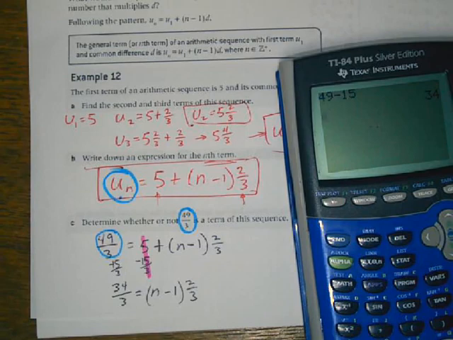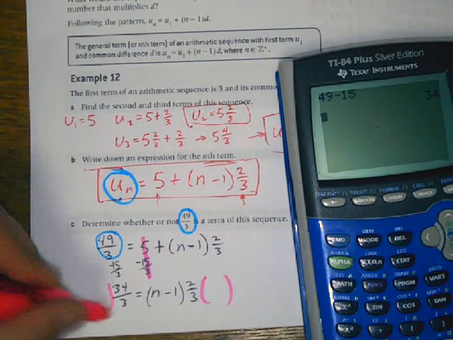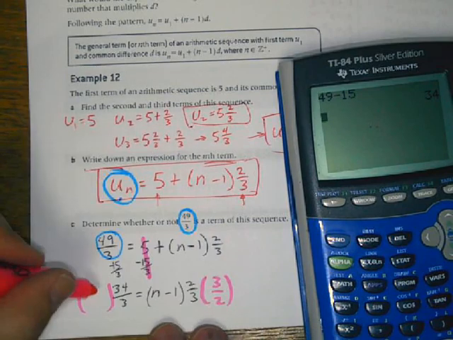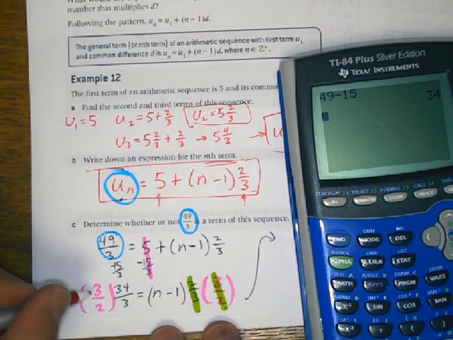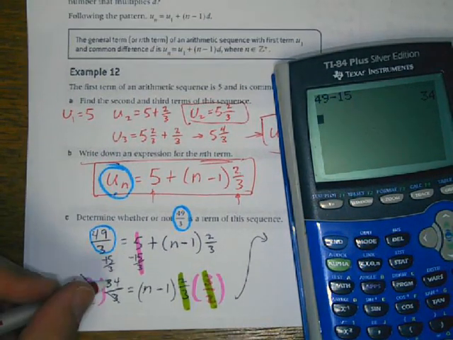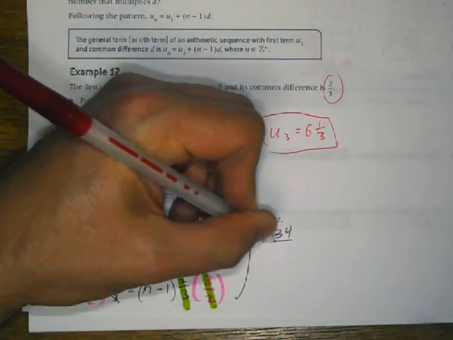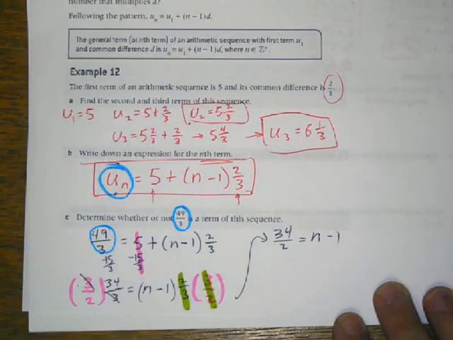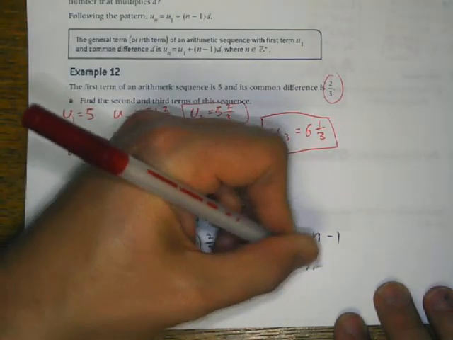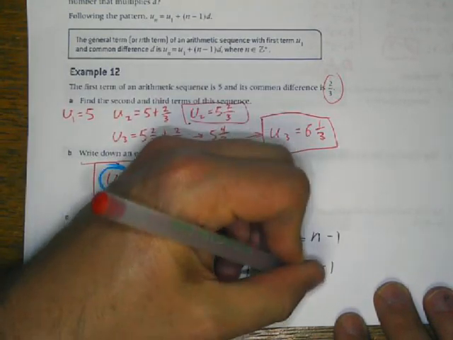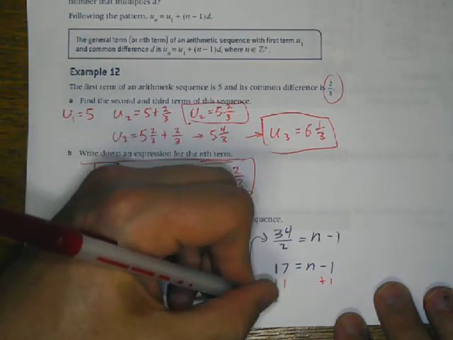Now I'm going to multiply both sides of the equal sign by 3/2. The reason I'm doing that is I want the 2/3 and the 3/2 to cancel out. This 3 and this 3 cancel out, so now I've got 34/2 equals n minus 1. Well, 34 divided by 2 is 17. And then the final step is we add 1 on both sides, and we get n equals 18.